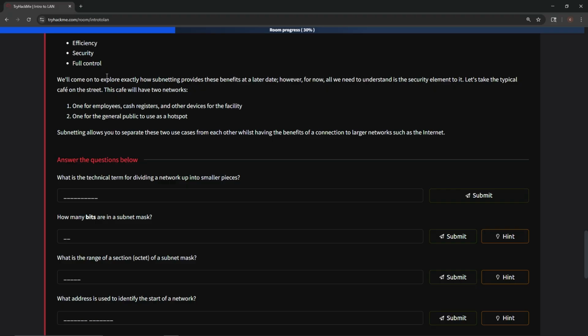So we're going to explore exactly how subnetting provides these benefits at a later date. However, for now, all we need to understand is the security element to it. Let's take the typical cafe on the street. This cafe will have two networks. One for employees, cash registers, and other devices for the facility, and then one for the general public to use as a hotspot.